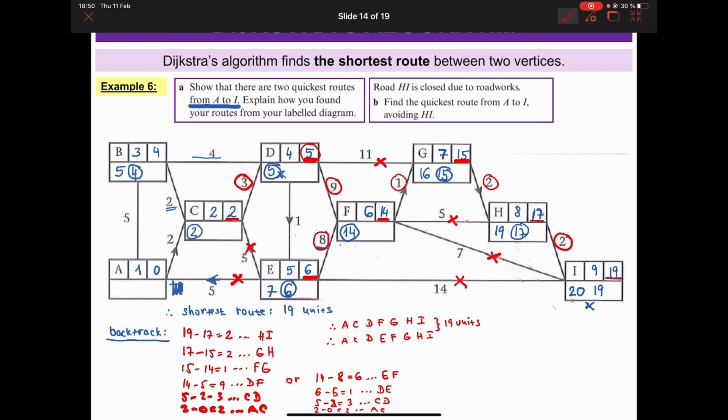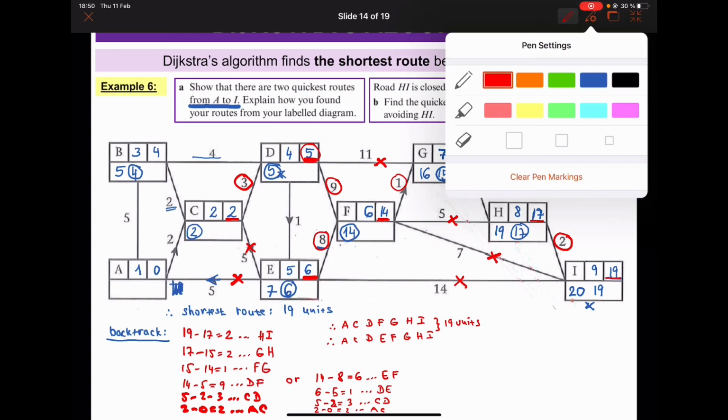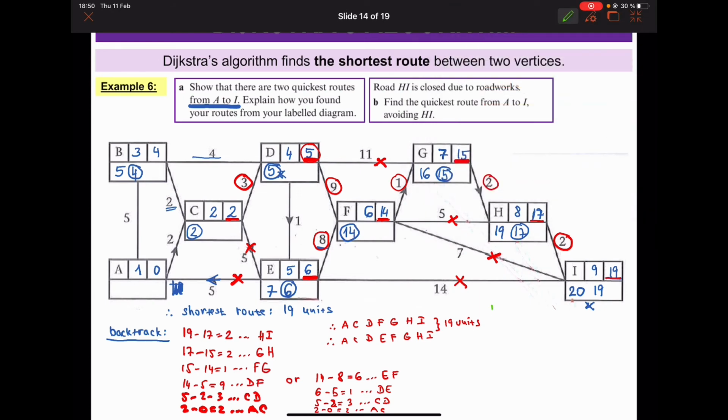Now for the B case, I'm going to change the color for this one. For the B case, you can look at H and I is closed, so I can't use this. Okay, HI is closed. So that means I have to delete the final value, that's 19, because I would not get that one, because from 17 plus 2 I couldn't go. So the smallest value, so I would have 20 here.